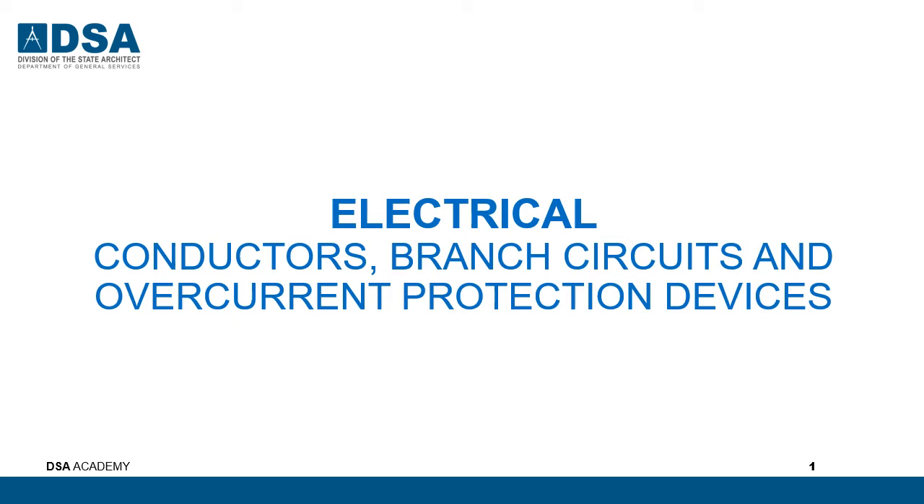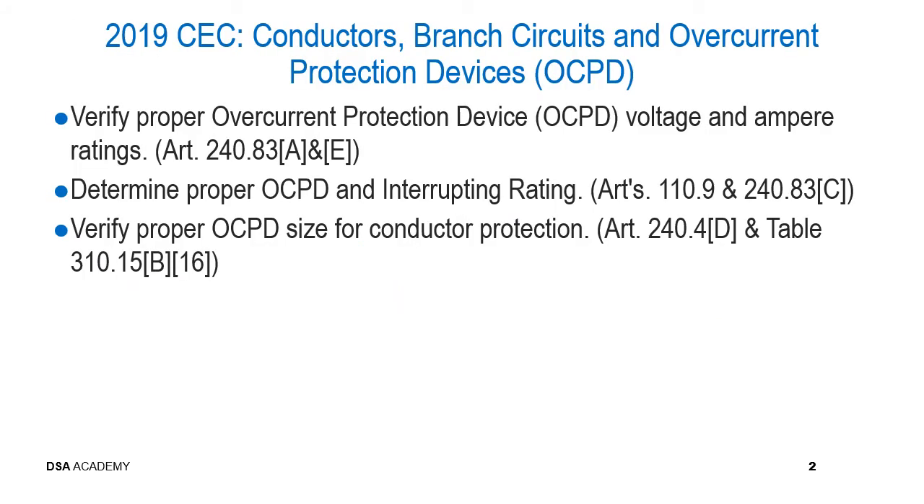We're now going to discuss conductors, branch circuits, and overcurrent protection devices. One of the duties the project inspector is going to fulfill is to make sure that all the materials that are delivered to the project site have been approved and there is documentation supporting those particular devices. Part of this function is going to be verifying that any overcurrent protection devices are rated with the appropriate voltage and amperage for each of the circuits.